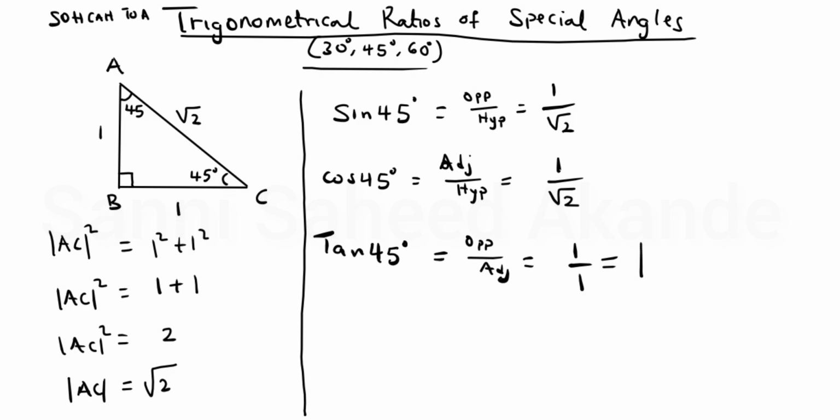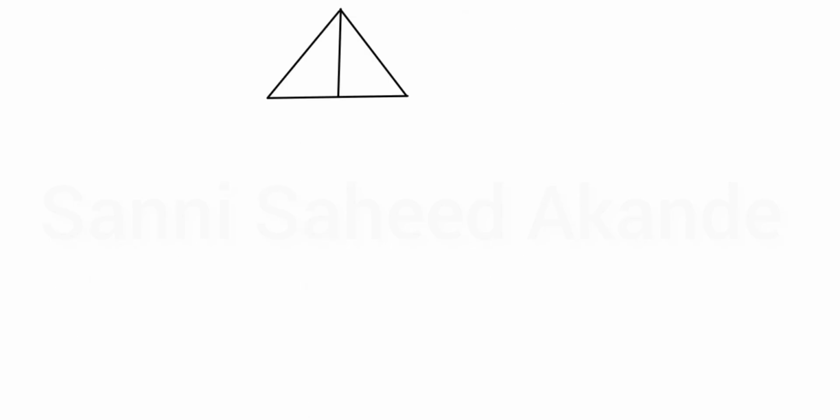Now let's go ahead and find for the other two angles, which is 30 degrees and 60 degrees. Now we are going to be using this figure you are seeing on the screen to find the other special angles. So this is an equilateral triangle. Let's label it. Let's call this part A, B and C. So the sides of this equilateral triangle, since it's an equilateral triangle, all the three sides are equal and the three angles are also equal.